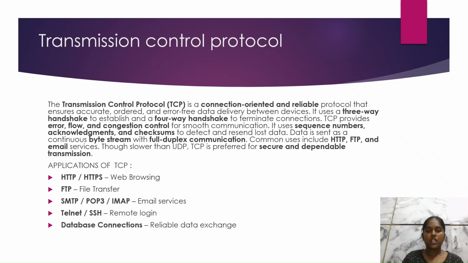Transmission Control Protocol is a connection-oriented and reliable protocol that ensures accurate, ordered, and error-free data delivery between devices. It uses a three-way handshake for establishing connections and a four-way handshake for terminating connections. TCP provides error, flow, and congestion control for smooth communication. It uses sequence numbers, acknowledgements, and checksums to detect and resend lost data.